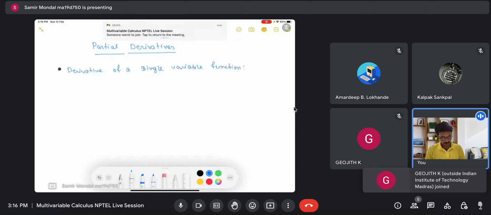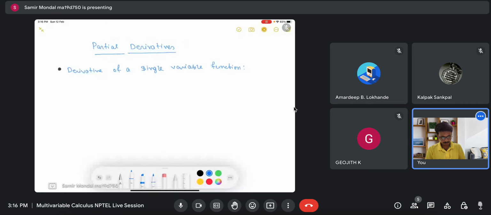The derivative of a single variable function is like this. Suppose this is your coordinate plane, and suppose this is your function f of x. So what do you mean by the derivative of a function at some point, take a? This is your x equal to a. The derivative of a single variable function at a given point is nothing but the slope of that tangent. This is your tangent. The slope of the tangent at a given point is the derivative of a single variable function.